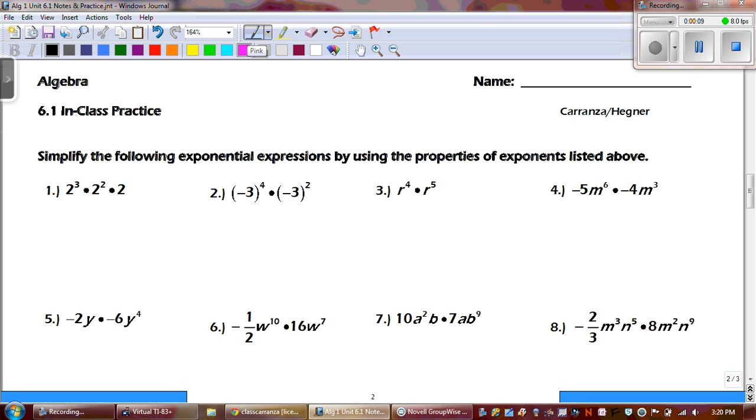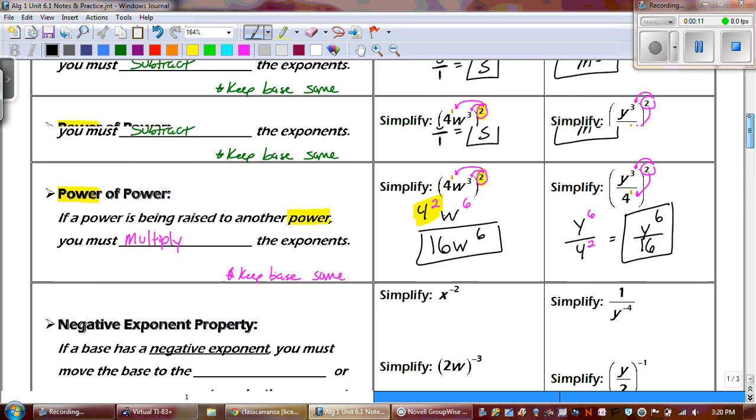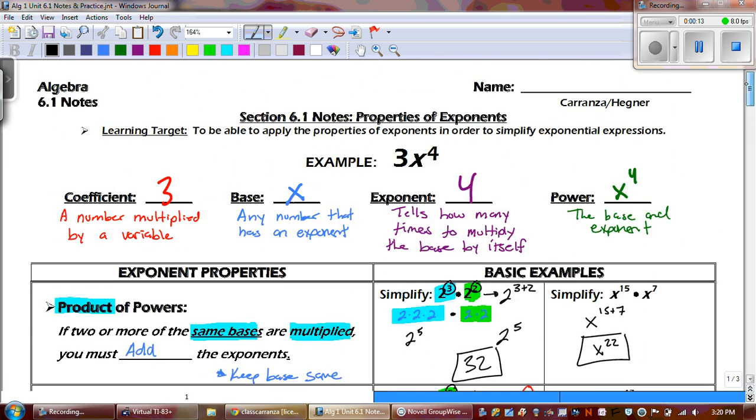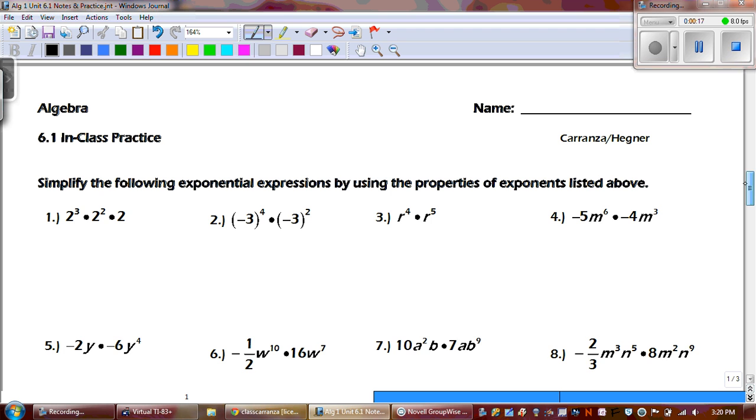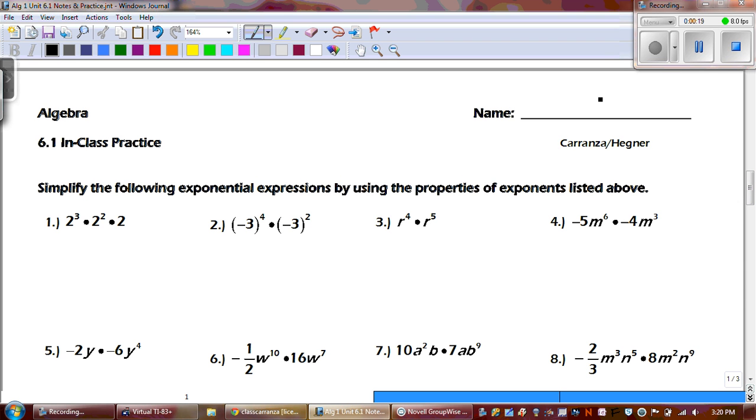This is the continuation of our 6.1 notes where we discussed all of the properties of exponents. So now we're going to take those properties and start using them. But before we do that, let's review the three properties we talked about.